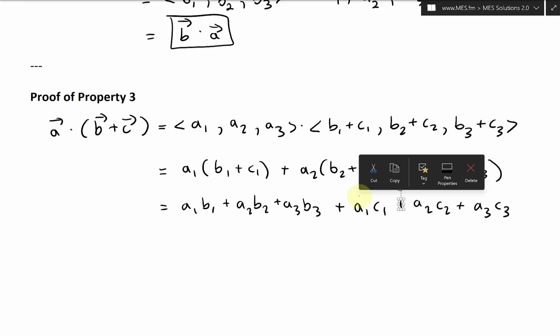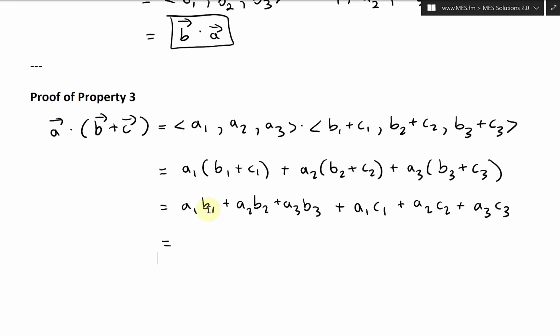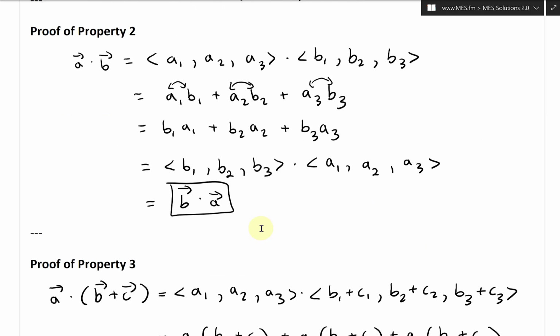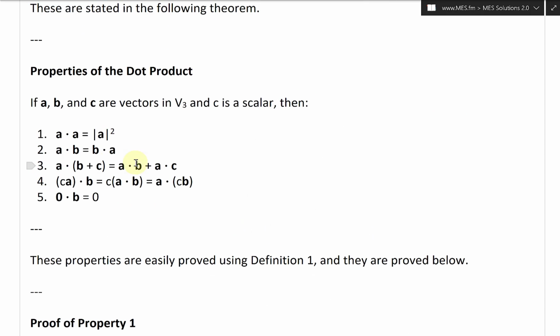All right, and now this is just the dot product of the A vector and B vector, and this is the dot product of A vector and C vector. So this just equals A vector dot B vector plus A vector dot C vector. And hence we've proven our property. Scroll up here, and there's the property; we proved it.